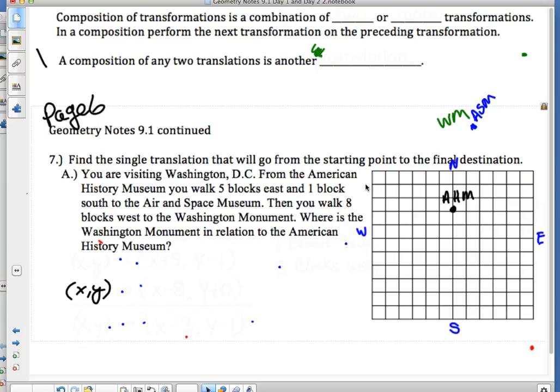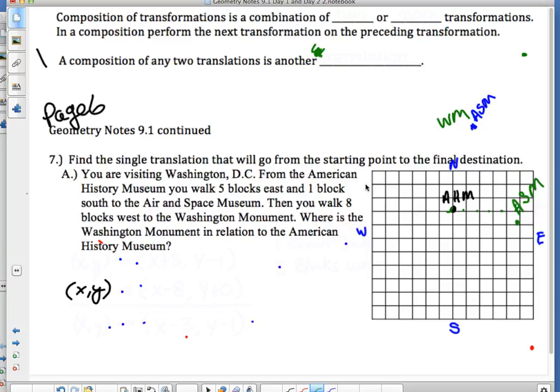You are visiting Washington, D.C. from the American History Museum. You walk 5 blocks east and 1 block south. So from the AHM, I'm going to go 5 blocks east. 1, 2, 3, 4, 5, and 1 block south. This is now the Air and Space Museum, ASM. It's the technical term. I'm sure they stole that stuff from me. Okay, I doubt it, but ASM.